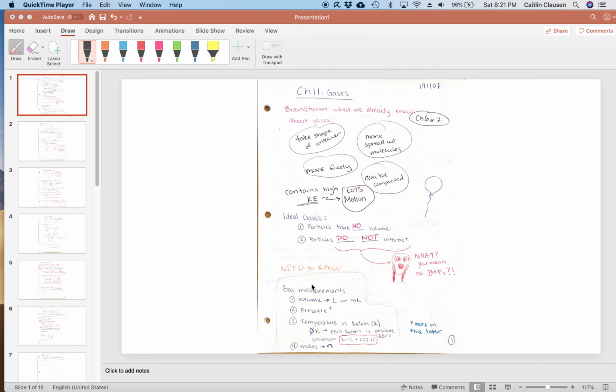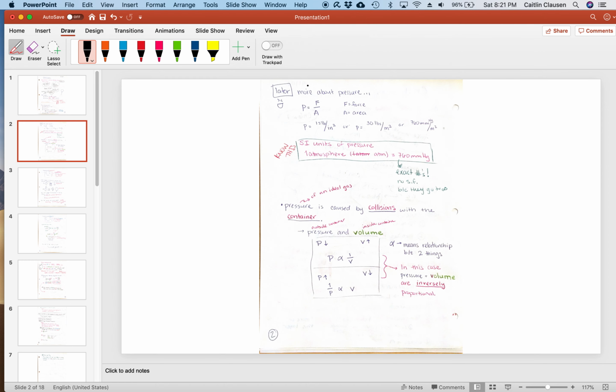I do want you to know the gas measurements. So volume, which you have seen, is in liters or milliliters. When you're using the ideal gas law, you always want to convert to liters. Pressure, we introduced on the next page. Temperature is always in Kelvin for the gas law itself. So if you're given Celsius, you need to remember the conversion. And then moles are always moles. In this case, for the ideal gas equation, the variable is the letter N.